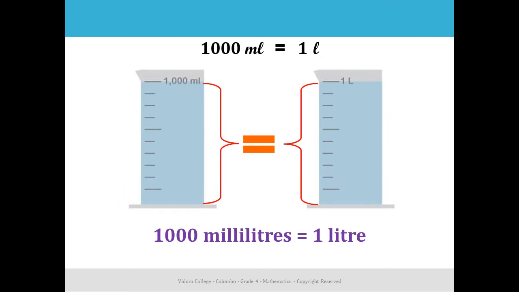Children, can you see two equal jugs holding the same amount or same volume in them? In the first jug, I have poured 1000 milliliters and it shows 1000 milliliters equal to 1 liter. Keep it in mind, 1000 milliliters equal to 1 liter.